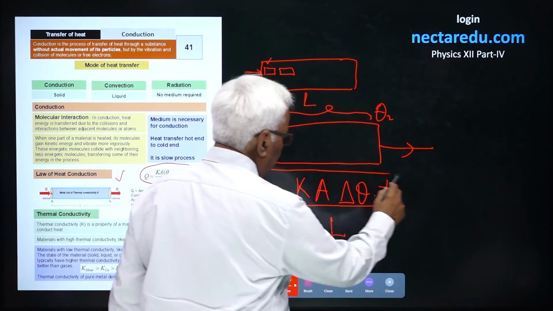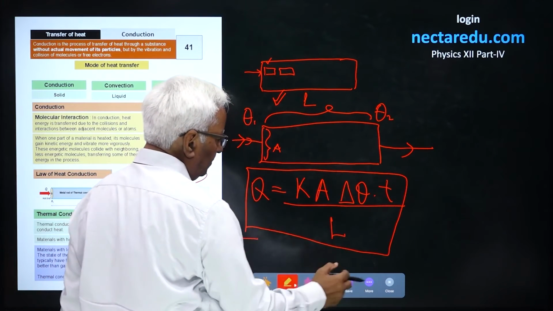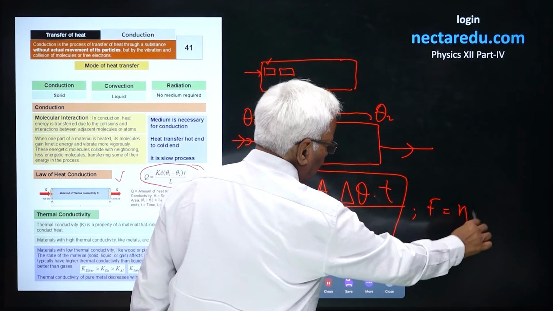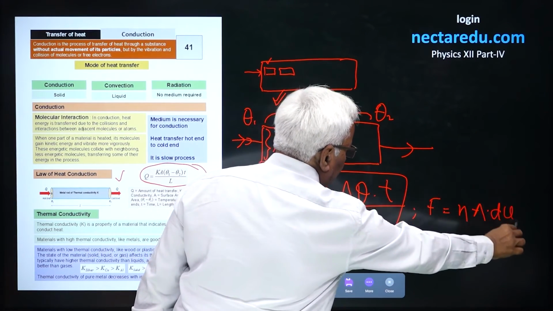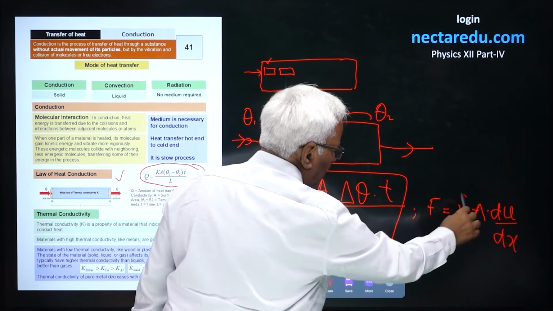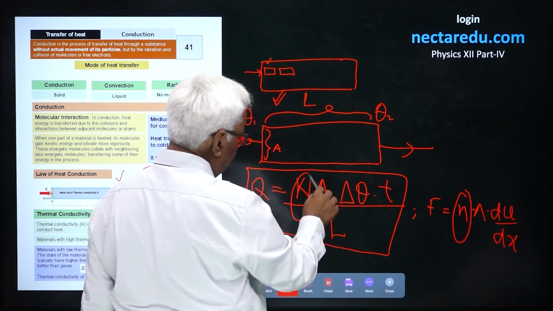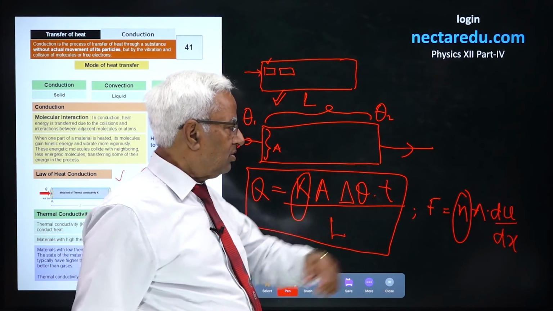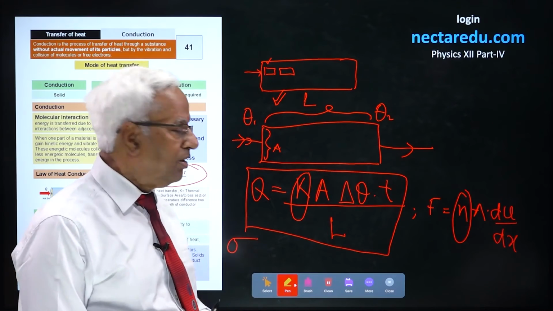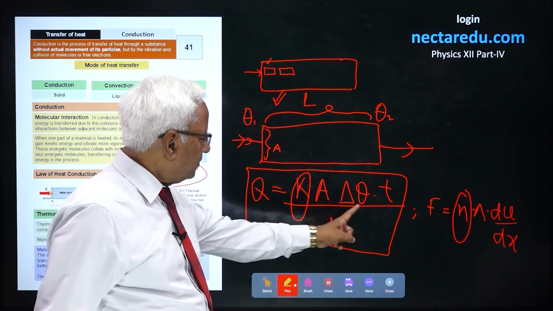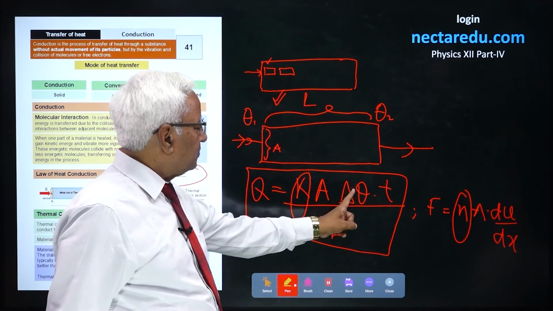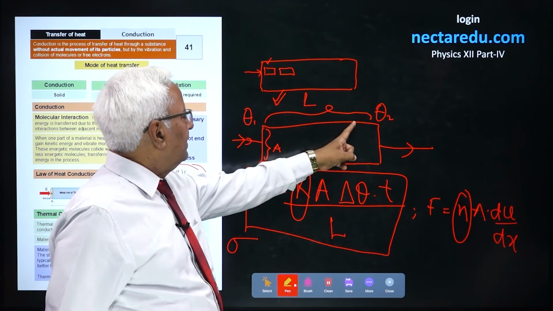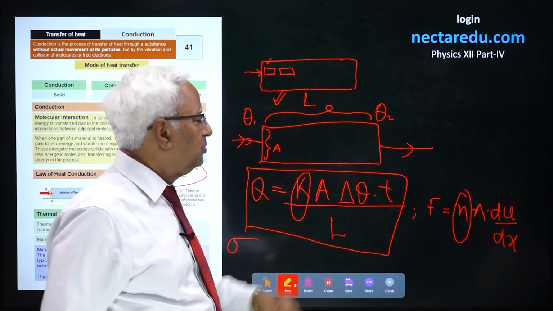This is the relation that we might use, or we might compare with the relation η A dv/dx. You know this eta, this thermal conductivity, and sigma in electricity, all three are analogous and are known as transport phenomena. But we have to focus on this relation only. Here Δθ stands for the temperature difference between the two ends, that you might say θ1 minus θ2.